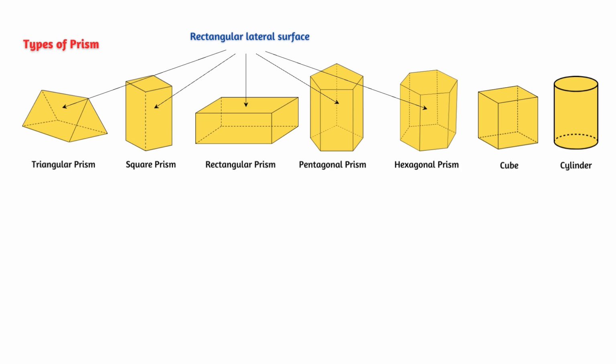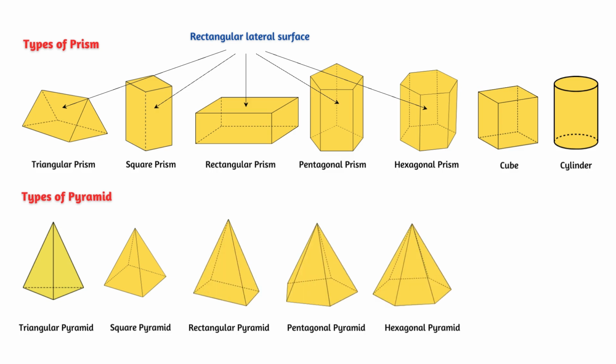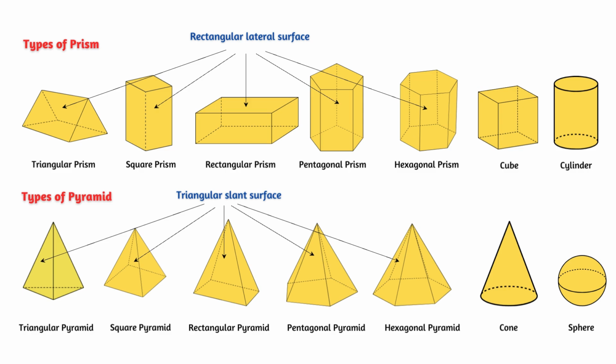Next, we will see the different types of pyramid. Depending on the polygonal face, we will name the pyramid as a triangular pyramid, square pyramid, rectangular pyramid, pentagonal pyramid, and hexagonal pyramid. For all the different types of pyramid, polygonal faces are connected by triangular lateral faces, so don't forget this concept. For a cone, while drawing projections, we will use a procedure similar to the pyramid.